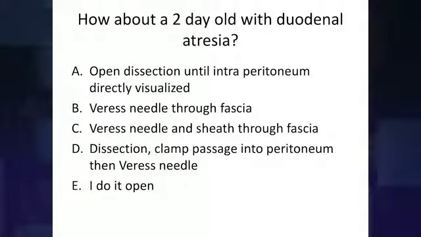Okay, now we're focusing on specific patients. So a 2-day-old with duodenal atresia, the same question we asked at the start about how you would get into the peritoneum. Duodenal atresia, I'll do an infraumbilical incision because it's going to be a newborn with a wet umbilicus, and you really need to be careful you don't cannulate the umbilical vein.